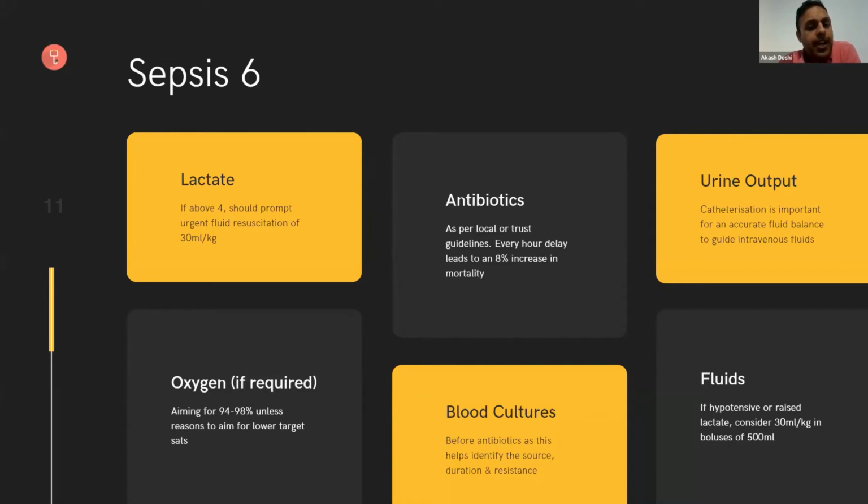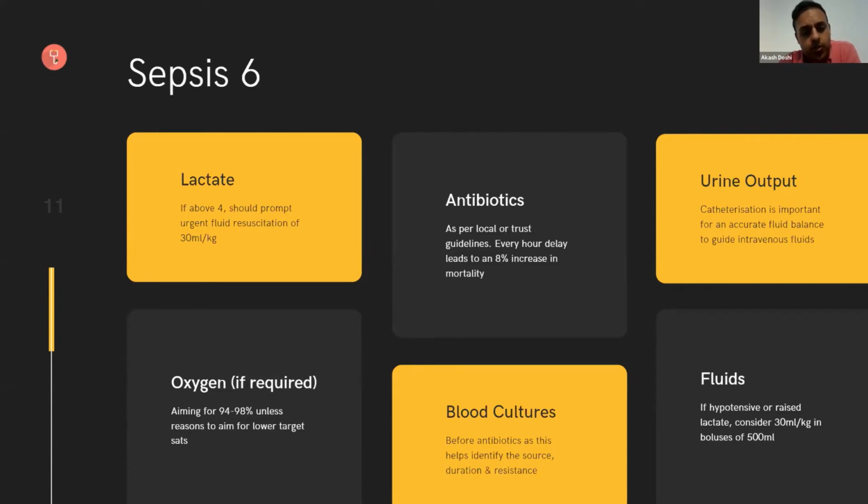We'll also measure the lactate. So these are the three out. The lactate, so we're really concerned if it's above 4. If it's above 2, we're like, well, that's a bit worrying. We'll repeat it, we'll give some fluids. But if it's above 4, that suggests the patient's in a life-threatening state. And so it should prompt urgent fluid resuscitation. That's the 500 ml boluses, or you can give also 30 ml per kilo. That's what you're aiming for anyway, 30 ml per kilo.